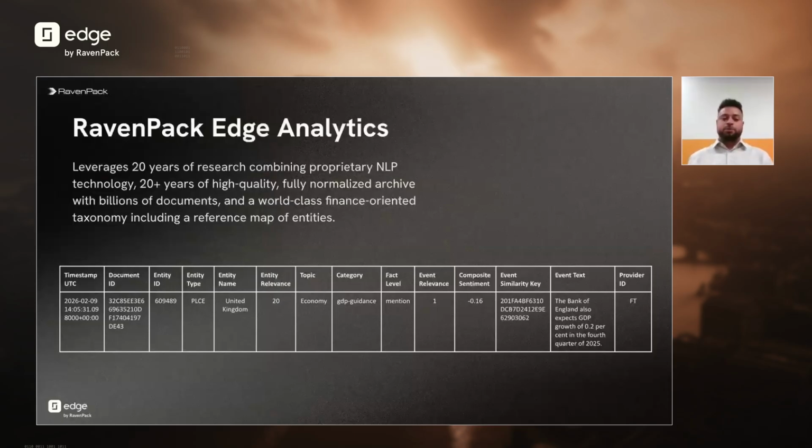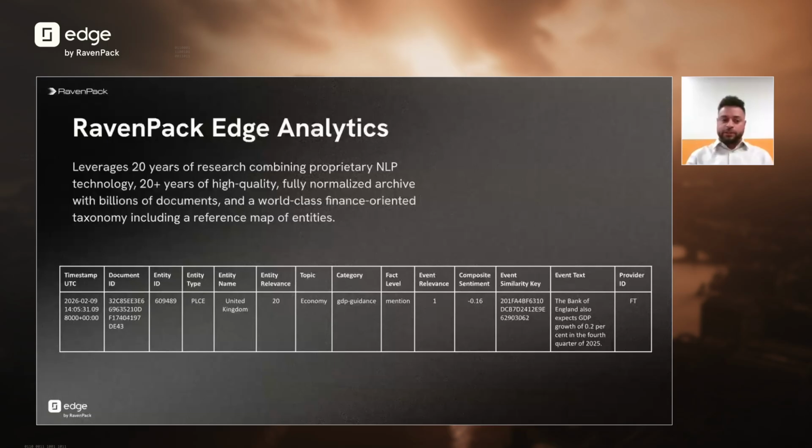And in this example, the entity is UK, so a country. We've got things like relevance scores, so we can effectively tell you where in that document the UK has been mentioned. This is actually a 20, which is quite low, but it doesn't necessarily matter in this example.